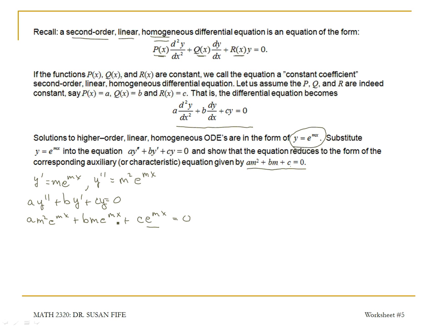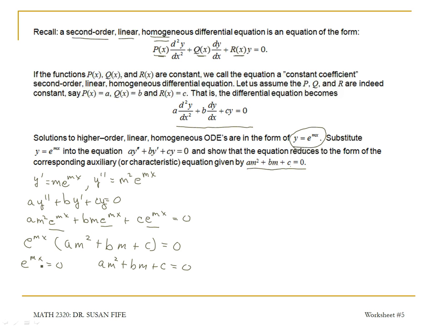Now notice that we have the e to the mx in common. You can factor out the e to the mx, and that leaves you with a m squared plus bm plus c, and we get this product is equal to 0. This tells us that either our first factor, e to the mx, is equal to 0, or the second factor, am squared plus bm plus c, is equal to 0.